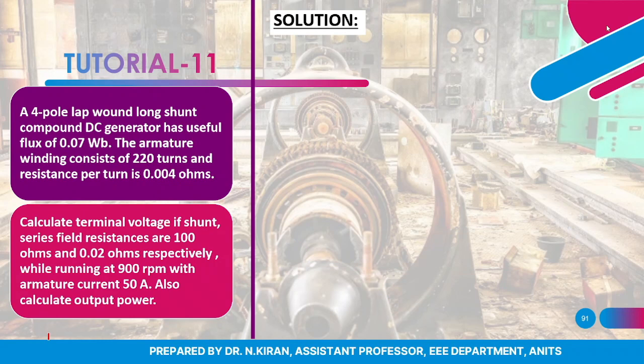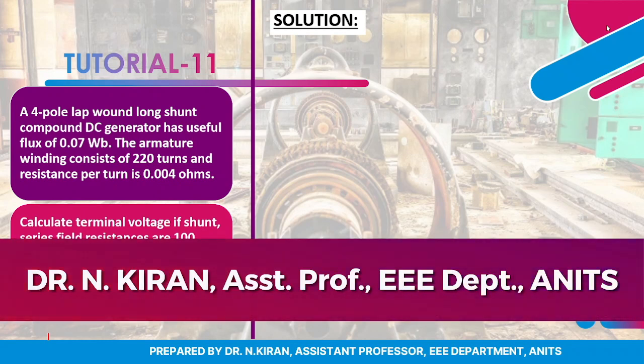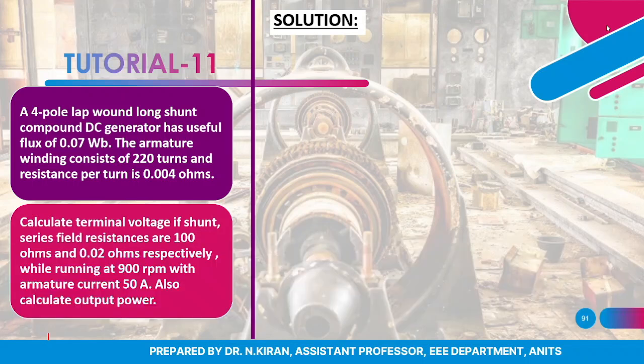The 11th tutorial. Now, a 4-pole lap wound long shunt compound generator has useful flux of 0.07 Weber. The armature winding has 220 turns and resistance per turn is 0.004 ohms. Calculate terminal voltage if shunt and series field resistances are 100 and 0.02 ohms respectively, while running at 900 rpm with armature current 50 amps, and also calculate output power.